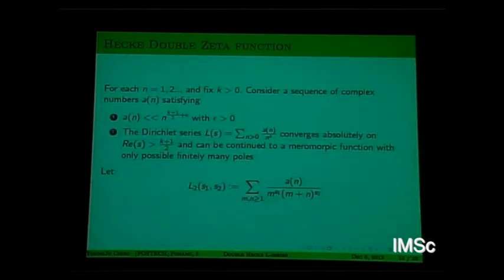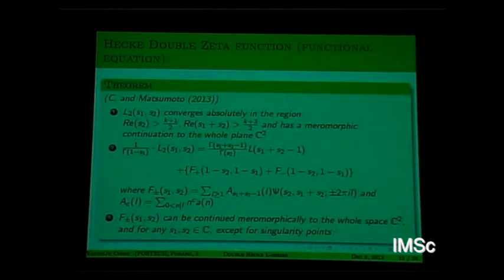Okay, so then we have the following result. So I call this L2(s1, s2) the double Hecke L-function. So L2(s1, s2) converges absolutely in the region where real part of s is bigger than (k plus 1)/2 and the real part of s1 plus s2 is bigger than (k plus 3)/2, and it continues meromorphically to the whole s1, s2 plane.